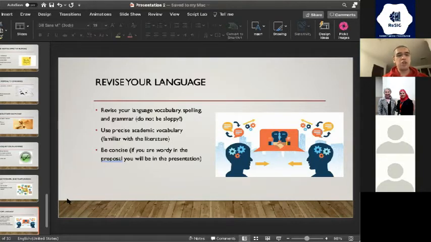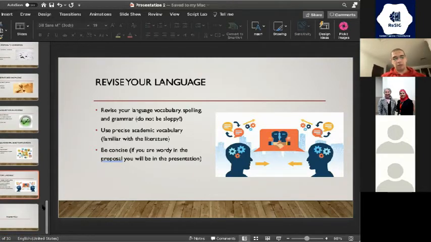And try to use specific, precise academic vocabulary that shows that you know exactly the field and that you're familiar with the literature on this field. And try to be as concise as possible in your phrasing. Being wordy in your proposal doesn't give a good impression about your ability to deliver all the information that you have in the limited time that you have in the conference. So try to be as concise as possible.